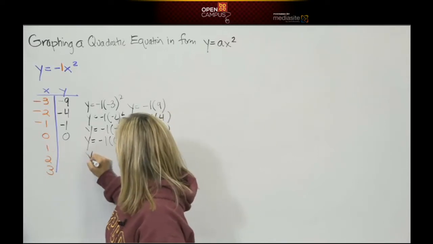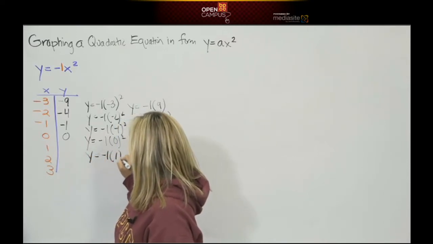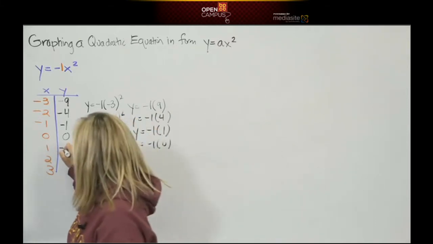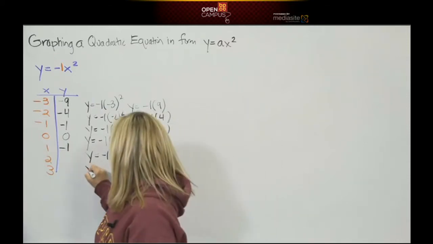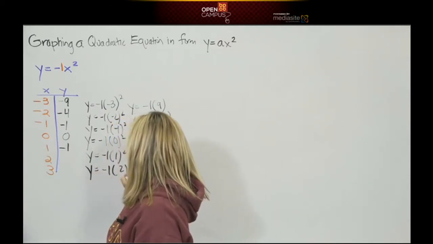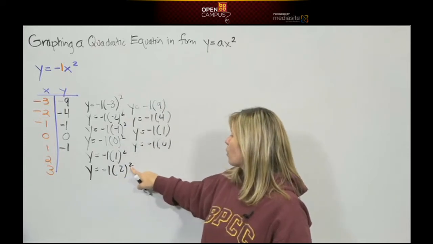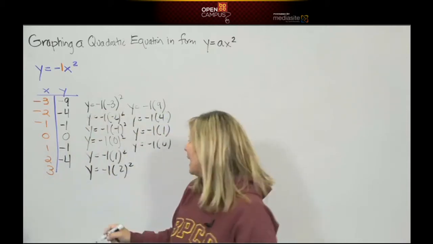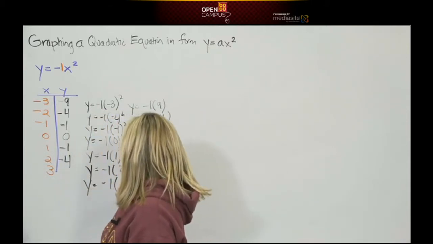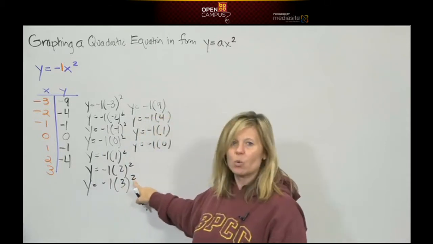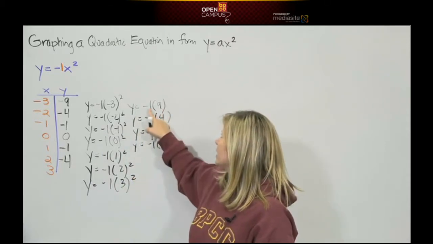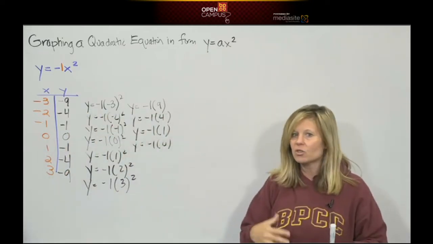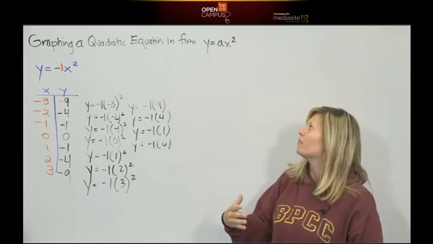Now I'm going to do 1. So this is y equals negative 1 times 1 squared. 1 squared is 1. Well, we've already done that. 1 times negative 1 would give me negative 1. Next value, y equals negative 1 times 2 squared. 2 squared is 4. Well, we've already done this. 4 times negative 1 is negative 4. Lastly, y equals negative 1 times 3 squared. 3 squared is 9. Well, we've already done this. 9 times negative 1 is negative 9. All right, everybody? That was all substitution, but you have to know your order of operations.